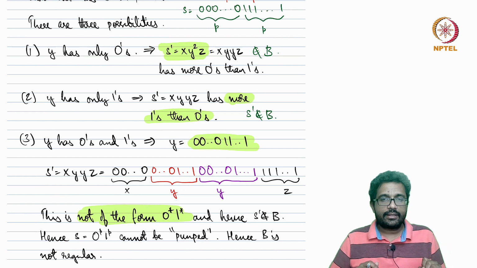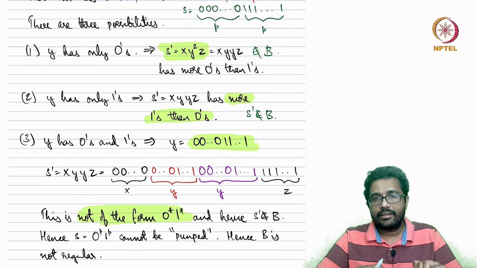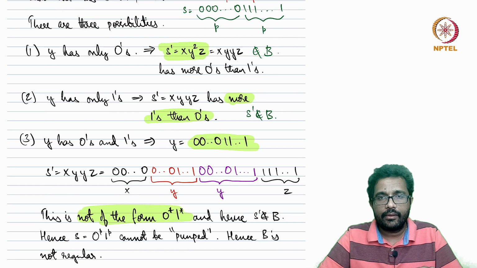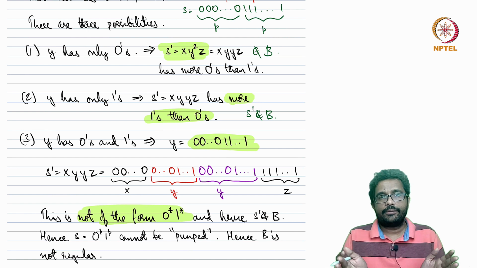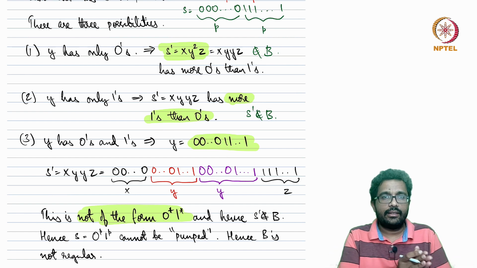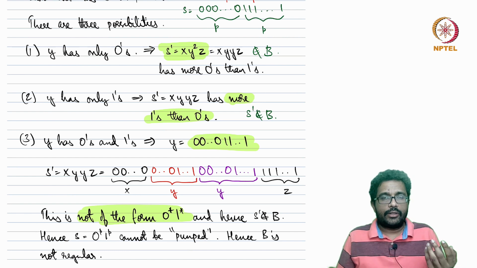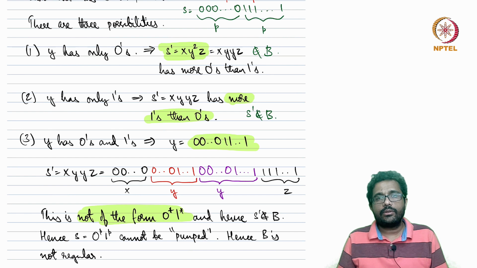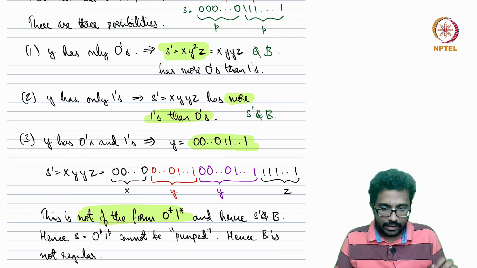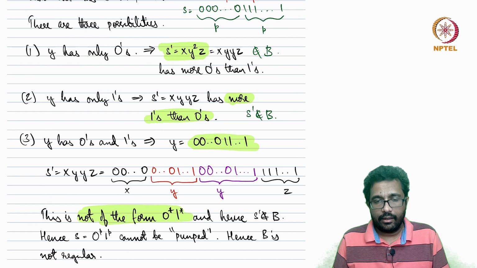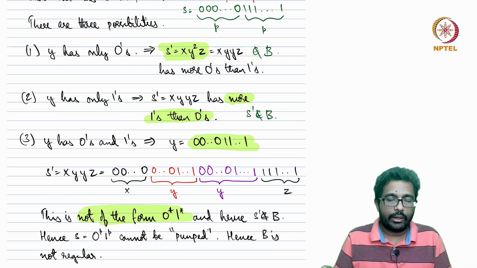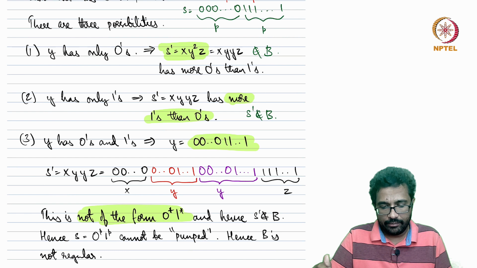So this means we took a string S which is 0 power p, 1 power p. We wanted to show that it cannot be split as x, y, z meeting the three conditions. So there are three possibilities for y. Y is entirely zeros, entirely ones, and a mix of zeros and ones, right. What we showed is that in each of these three cases there is some contradiction that we get, and x, y, y, z is not in the language B.